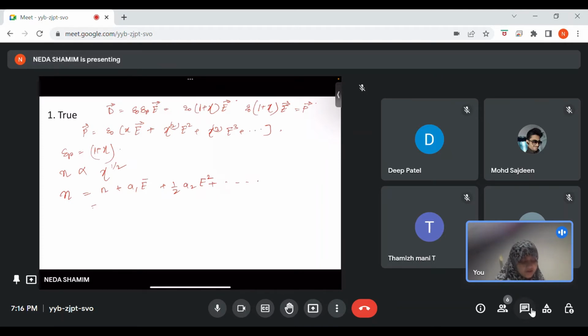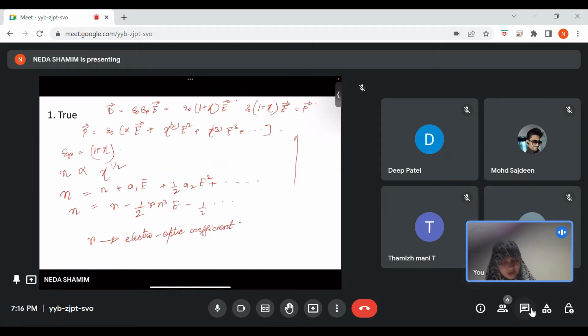Here these are some coefficients, and we write the general equation as n of E equals n minus half r n cubed E minus half of something else, and it goes on. Now here, what is your r? r is your electro-optic coefficient. So this can be a linear effect and a nonlinear one as well.